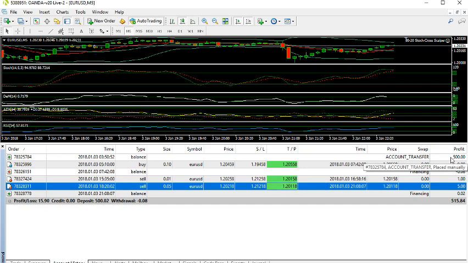Now, something that I did is, since the amount of money on the account was only $500, I had to change the size of the lot. The default of the robot is 0.5 lot size, and that's too much for a balance of only $500.